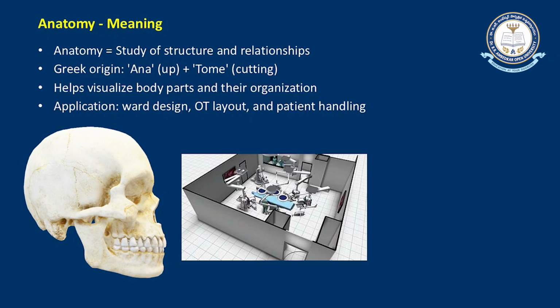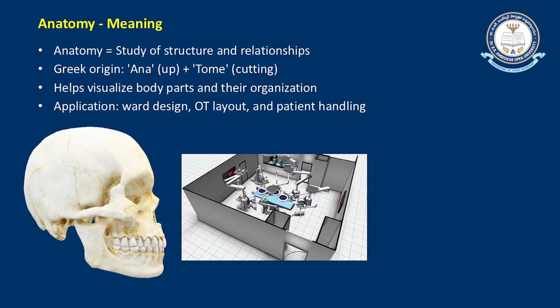How do you apply this knowledge of anatomy? You can design the wards, you can have the operation theatre layouts planned out, and you know how to handle the patient effectively. For example, they could have bed sores, and you need to handle them carefully. So this is like the skull. You can see the anatomical structure. Like that, we can also use this knowledge and similarly organize the operation theatre. For example, in this photograph you can see.